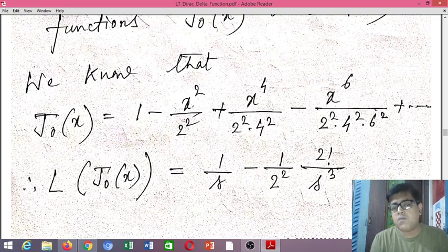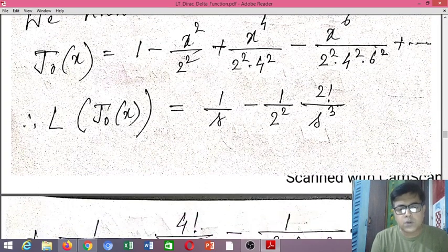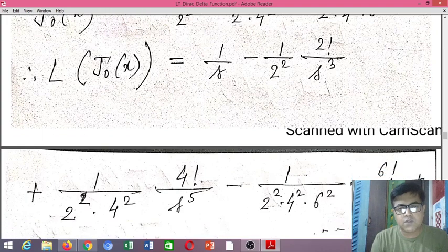So the Laplace transform of x square is 2 factorial by s to the power 2 plus 1. Like we know, the Laplace transform of t to the power n is n factorial by s to the power n plus 1. So n is 2, so it's 2 factorial by s cube. In this case 2 plus 1 is 3, so s cube. In a very similar manner, we go on to find out the Laplace transform of the remaining terms.